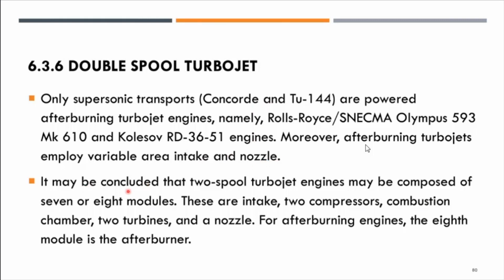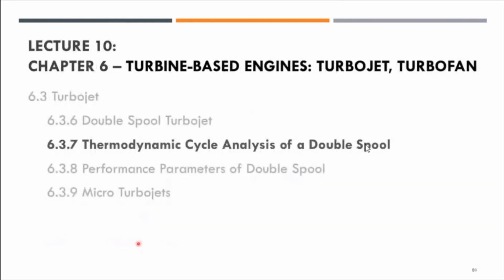Okay, it may be concluded that the two-spool jet engine may be composed of 7 or 8 modules. These are intake, 2 compressors, combustion chamber, 2 turbines, and a nozzle. For an afterburning engine, the 8th module is the afterburner. Right, let us look into the thermodynamic cycle analysis of a double spool.